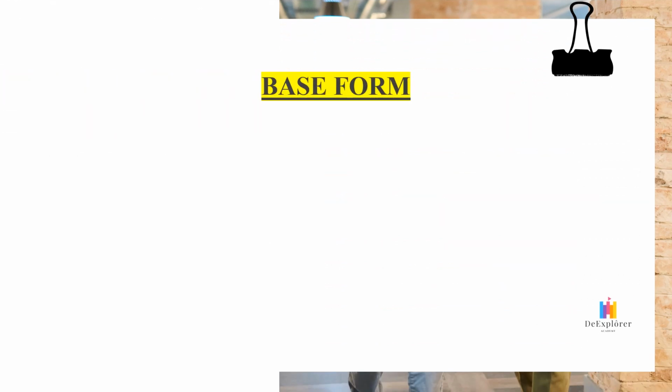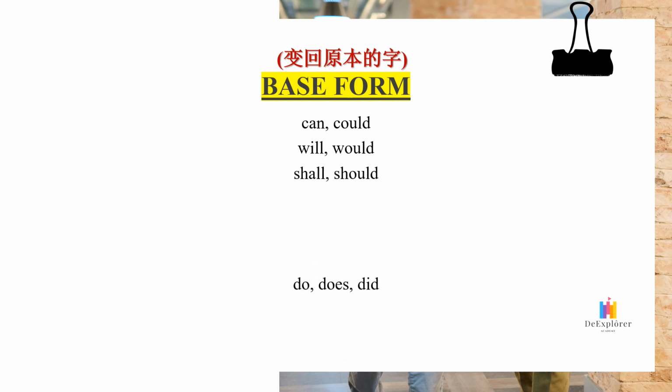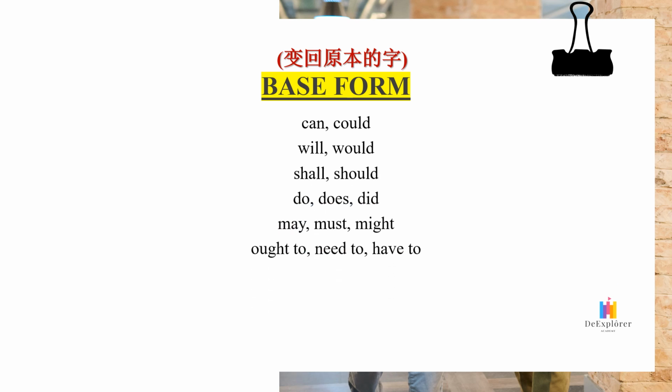Last part, leave a line, write base form 原本的字 okay, base form verbs means the verb without the s, no ing, no past tense 就是原本的字了。Okay, so 每一次看到这些 auxiliary words like can, could, will, would, shall, should, do, does, did, may, must, might, ought to, need to, have to, 你就要用原本的字。Okay, I'm sure you remember, but I still want you to copy these words into your exercise book.